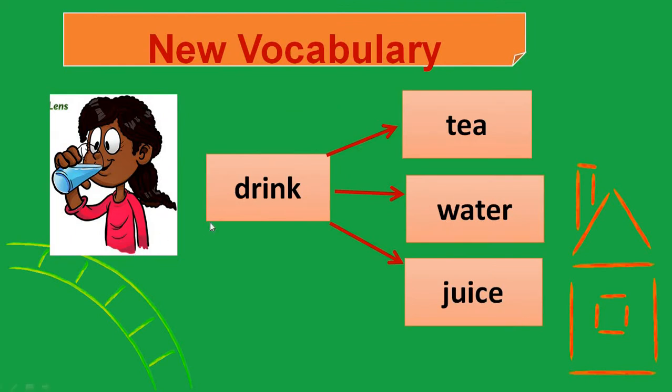So, what can we drink? А що ж ми можемо пити? We can drink tea. We can drink water. We can drink juice. Ми можемо пити чай, воду, сік, and milk. А також молоко.